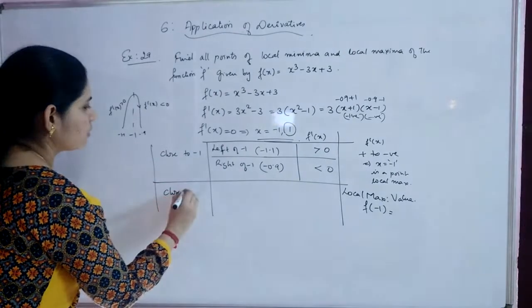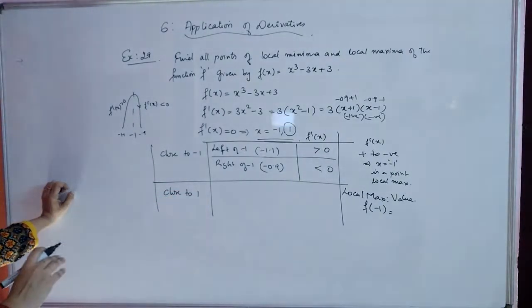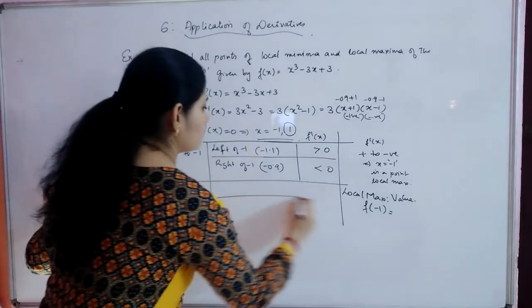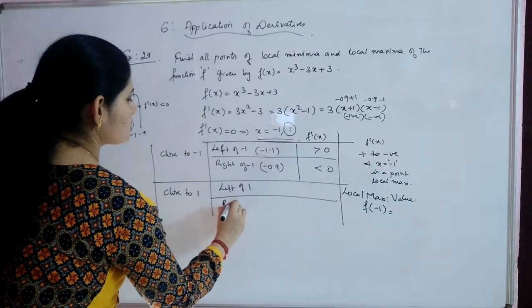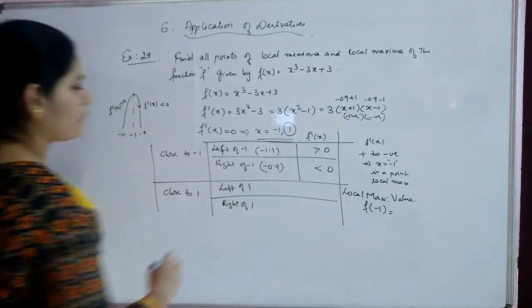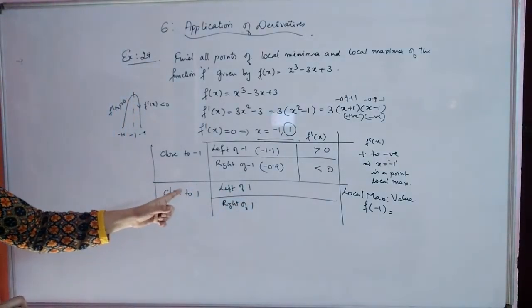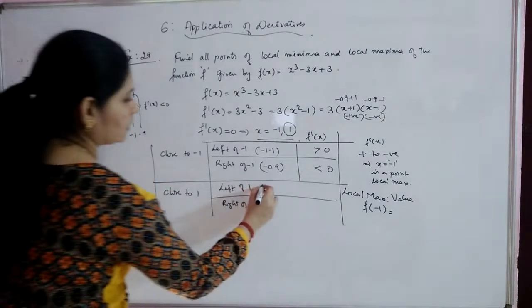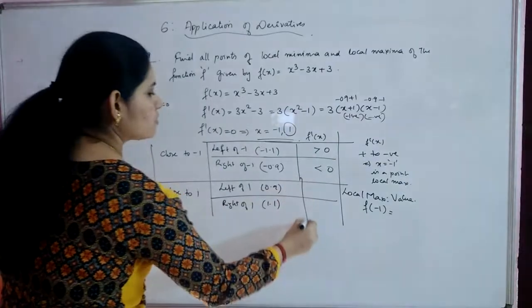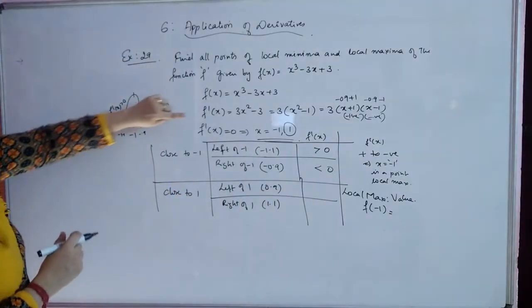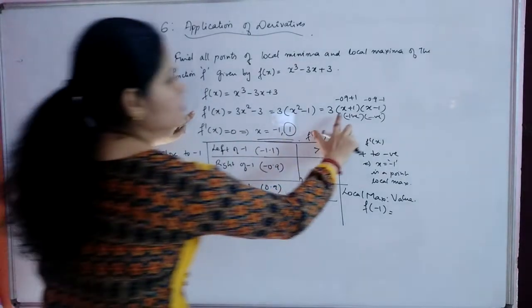So again we are taking values close to 1, and you have to check both left and right: left of 1 and right of 1. For left of 1 you can take 0.9, and for right, 1.1 suppose. So what are you getting here? The derivative's value, positive or negative. So here we will check.